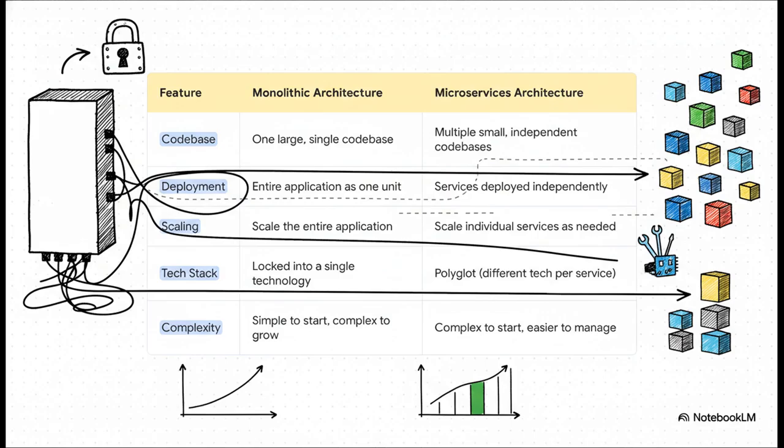The tech stack is a game changer too. Monoliths lock you into one language, one framework. Microservices are polyglot, meaning the team working on the search service can use a totally different technology than the team on the payment service. And finally, complexity. Monoliths are dead simple to start, but they get messy fast. Microservices are more complex to set up, but they're much easier to manage as they grow.